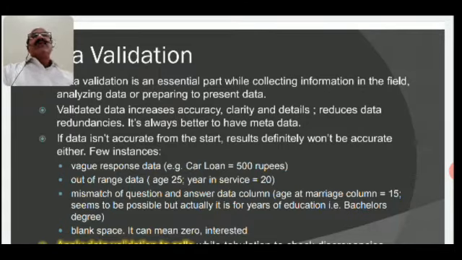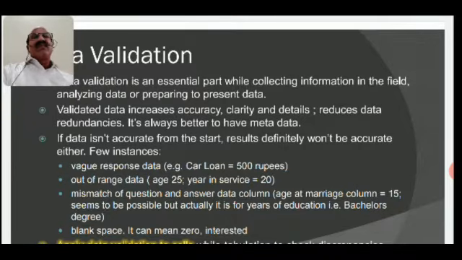Metadata means data about the data: when it was collected, what the unit is, who collected it, and so many other aspects. You can search and understand a little more. If the data is not accurate from the start, results definitely won't be accurate either. So your result depends on the accuracy of the data you have generated, and whether it is valid or not.